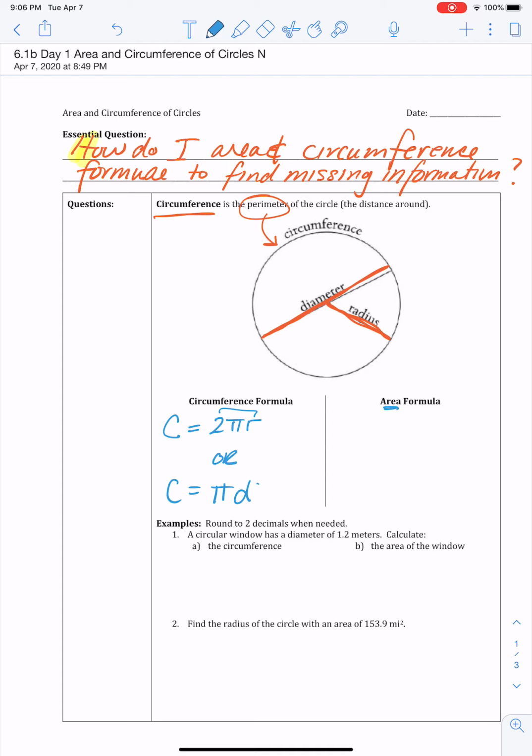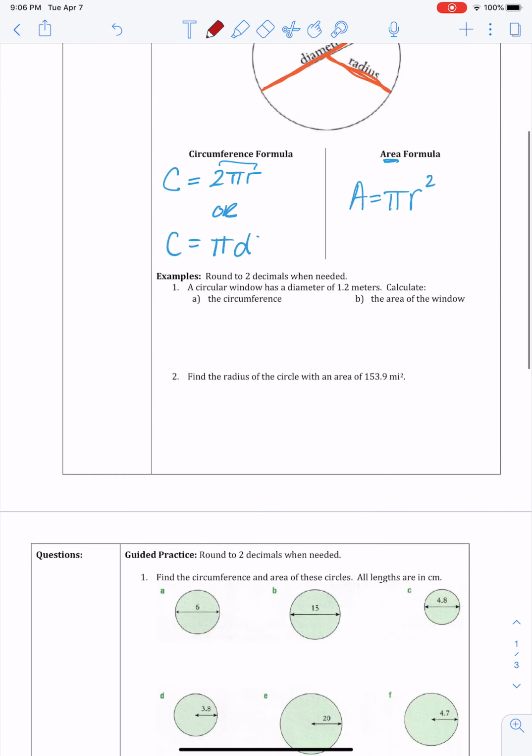So when we talk about area, it's a squared measurement. So area equals pi times the radius squared. Those are formulas that you should have seen many times in the last couple of years. So nothing too new. We're just going to apply it in a couple of different ways. So first of all, notice it says round to 2 decimal places. That's important. We want to keep our accuracy and our numbers to the same degree of specificity.